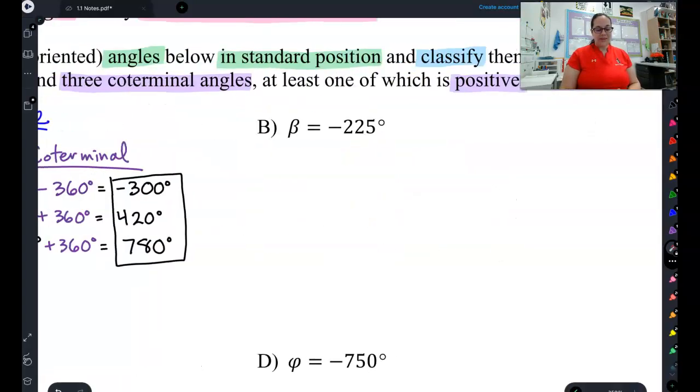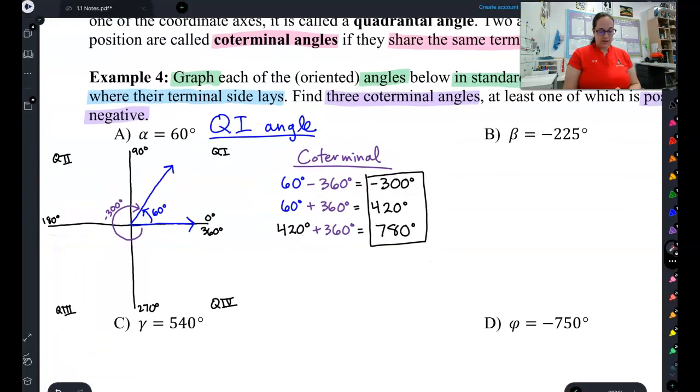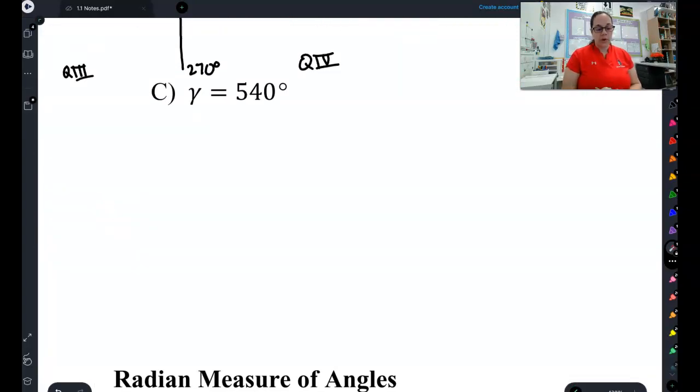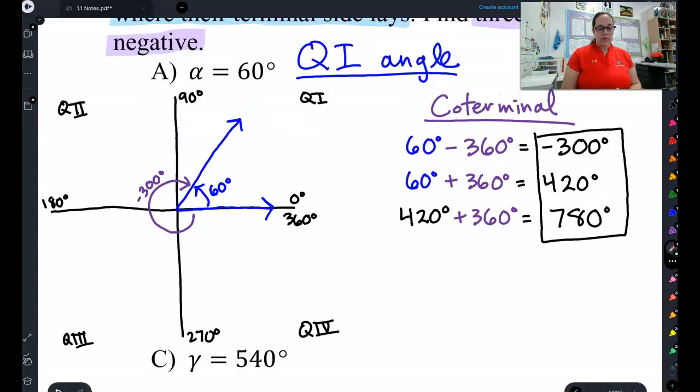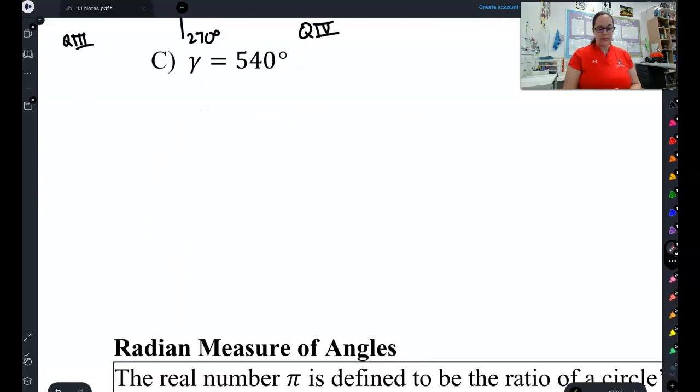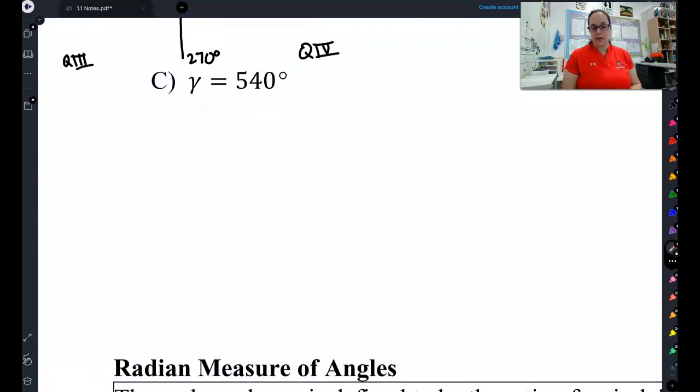So having practiced that, let's have you try C. This is the other positive angle, and then we'll come back and do another negative angle together. Do all three of these steps: graph it, identify it, and then find your coterminal angles, but this time do it with 540 degrees. Pause the video, try those three things for this problem, and then come back to check your work.